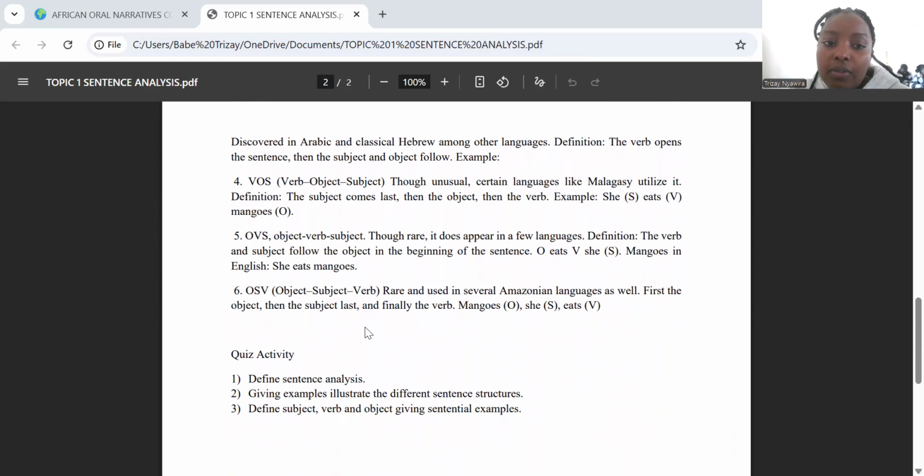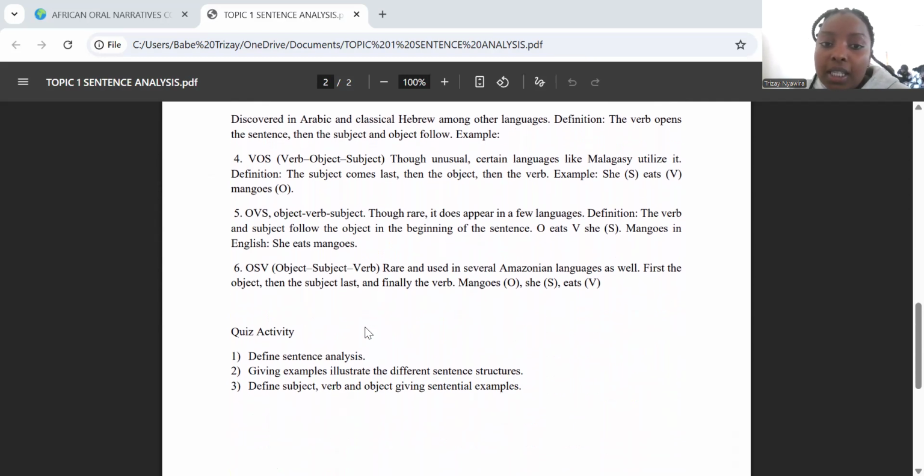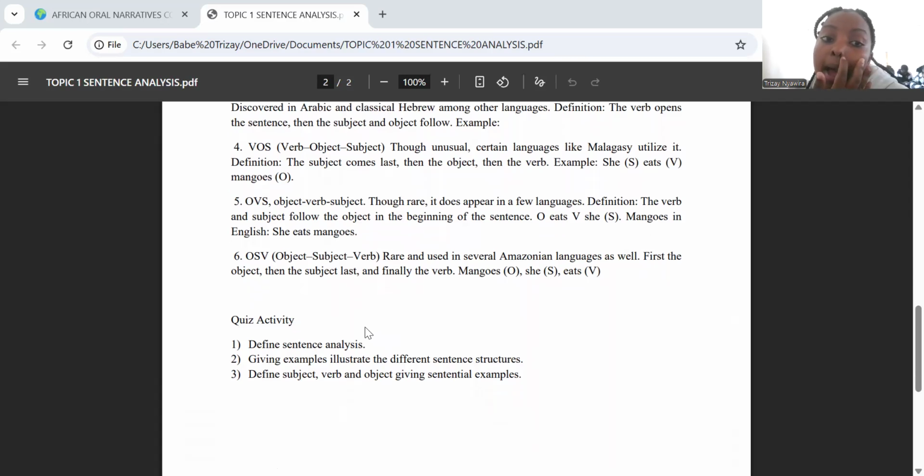And then we have the OVS, object, verb, subject. Though rare, it does appear in a few languages. Definition: the verb and the subject follow the object at the beginning of the sentence. Mangoes eats she. Eats is a verb, and then she is a subject. In the standard English pattern, it's going to be she eats mangoes.